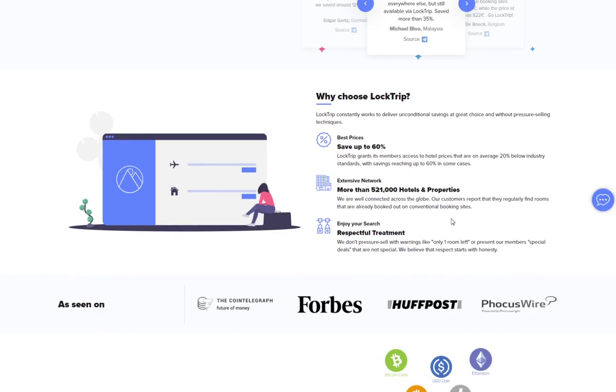We have an extensive network, as said at the top: more than 521,000 hotels and properties. And then you can enjoy your search with respectful treatment. We do not pressure sell with warnings like "only one room left", or present our members special deals that are not special. We believe that respect starts with honesty. Personally, I go away quite a lot and I do book a lot of hotels, and you're forever seeing "only one room left" wherever you go, and it's just basically the broker trying to get that hotel straight through to you and basically force you into buying it.